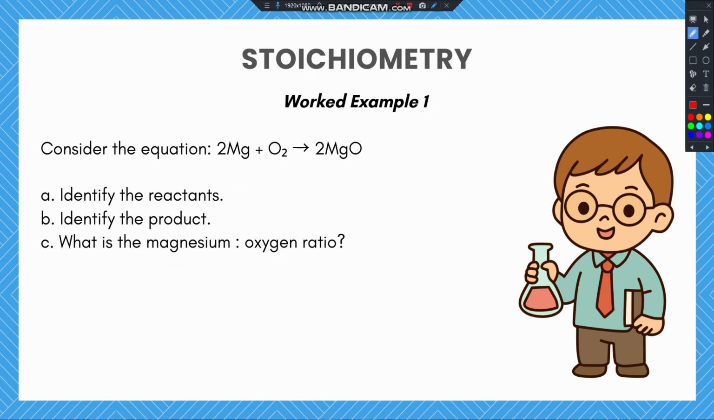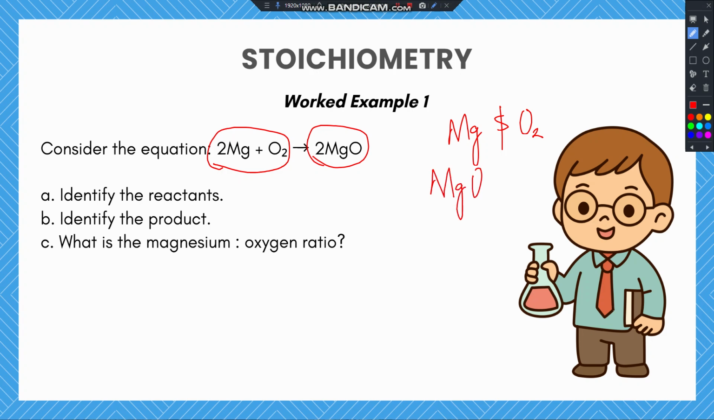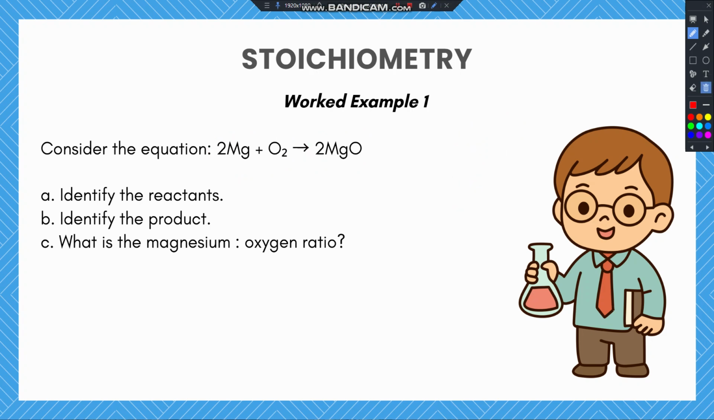Well, the first thing is the reactants are on the left side of the equation. These are the reactants: magnesium Mg and oxygen O2. Next is the product. The product is on the right hand side of the equation, magnesium oxide MgO. And then finally we were asked to obtain the magnesium to oxygen ratio.